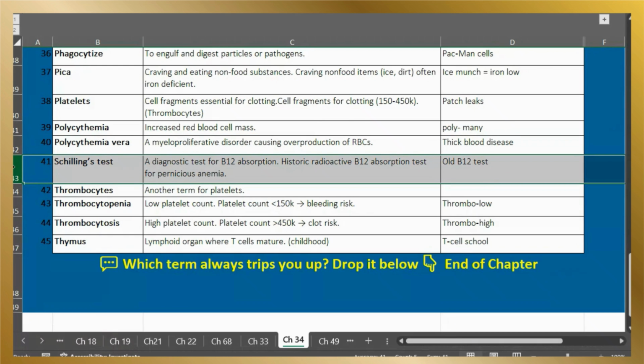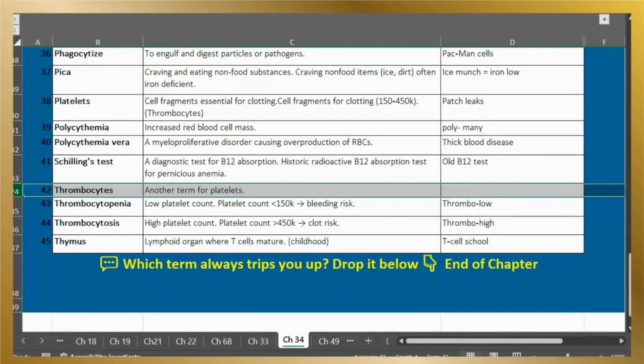Schilling test, it's a diagnostic test for B12 absorption. So this is another key term that is typical for B12 absorption. It's used to identify the cause of pernicious anemia, but now it's rarely used. So it's a test for B12 absorption.